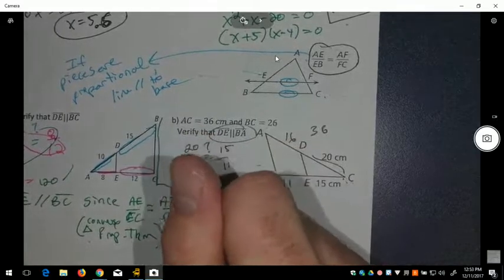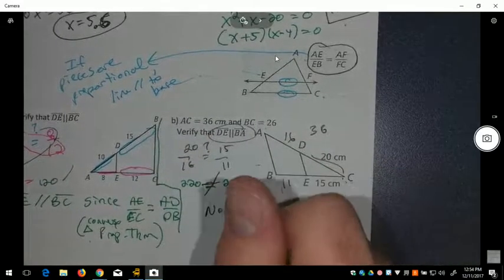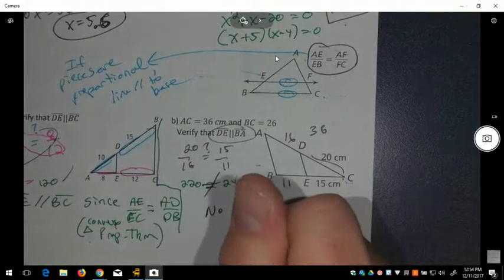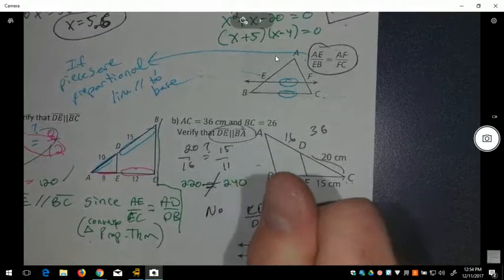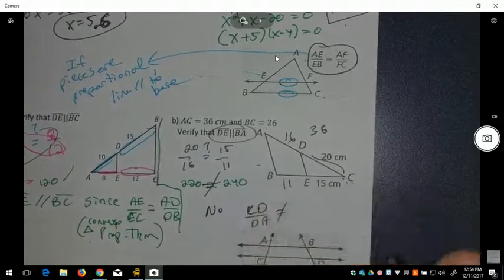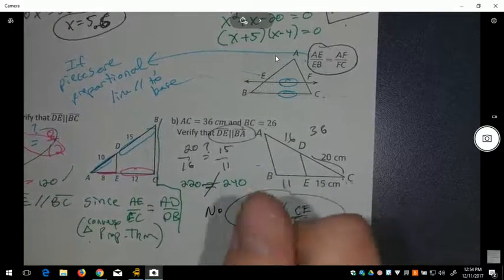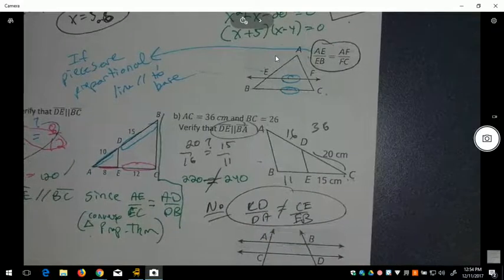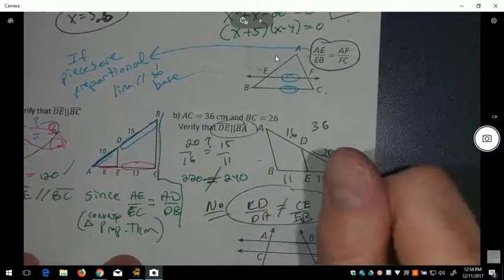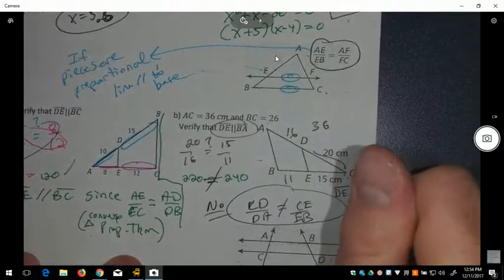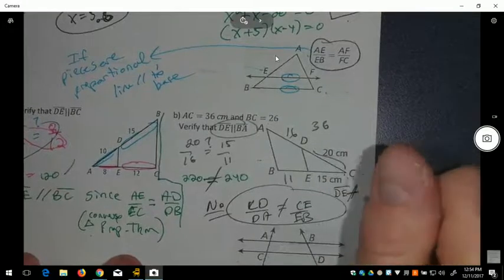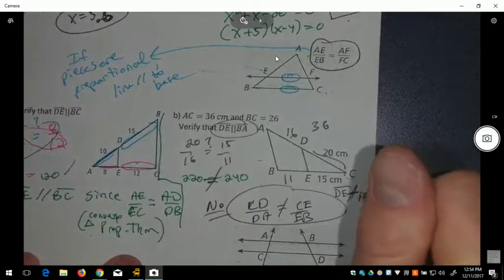So no, CD over DA is not equal to CE over EB. They're not proportional. So our answer is no. The lines are not parallel. DE is not, there's me crossing out the parallel symbol, parallel to AB.